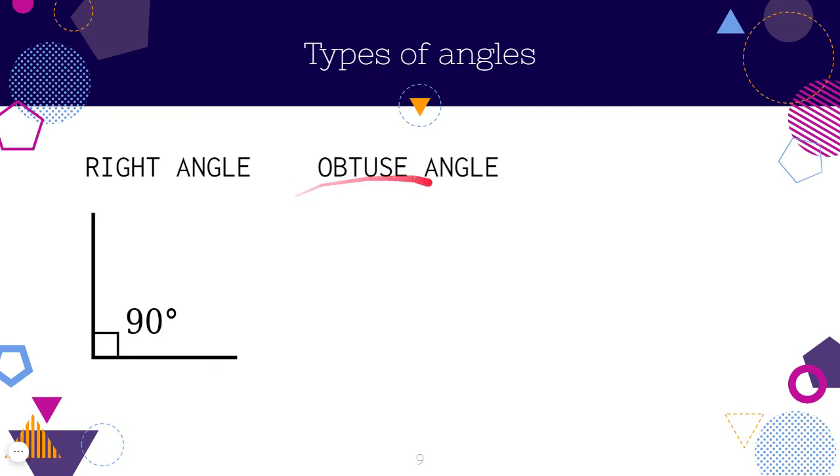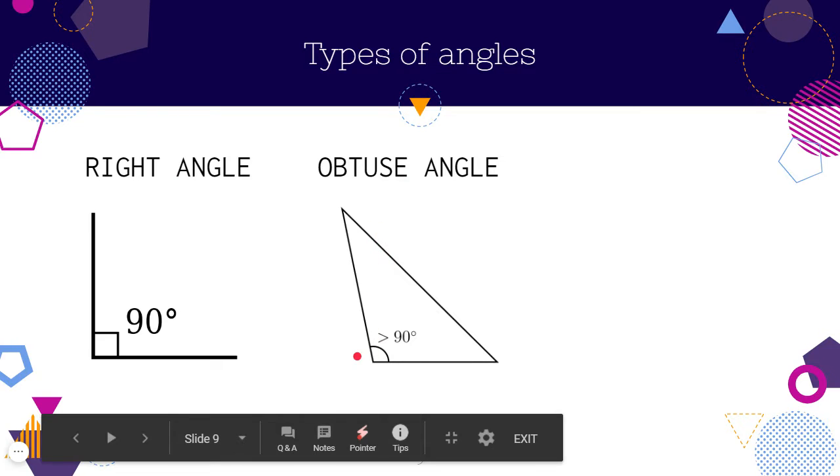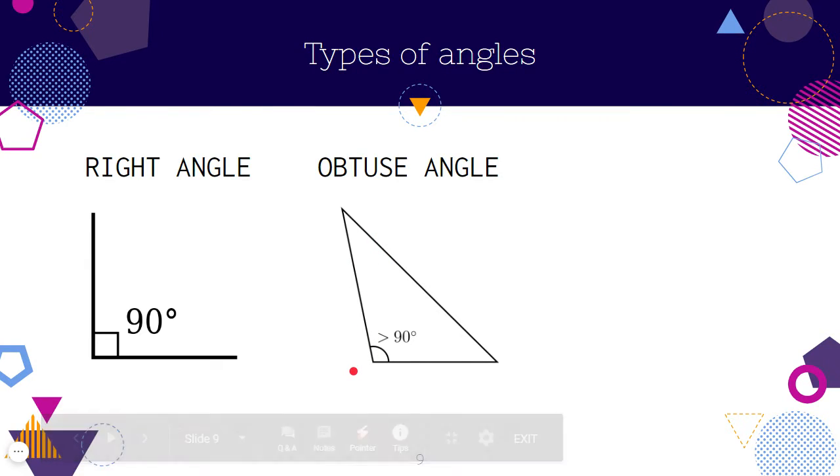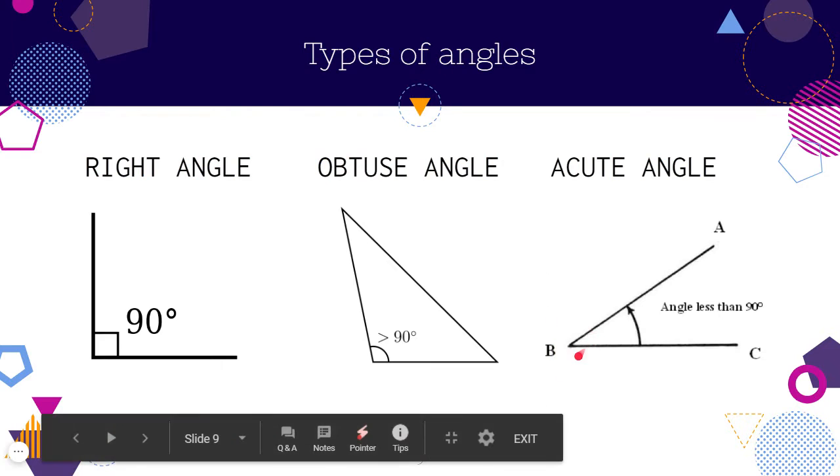The next one is an obtuse angle, which is going to be more than 90 degree. If you see the protractor, you will be able to see it. Next one is an acute angle, which is going to be an angle less than 90 degree. In this way, you can find out which angle is a right angle, obtuse or acute.